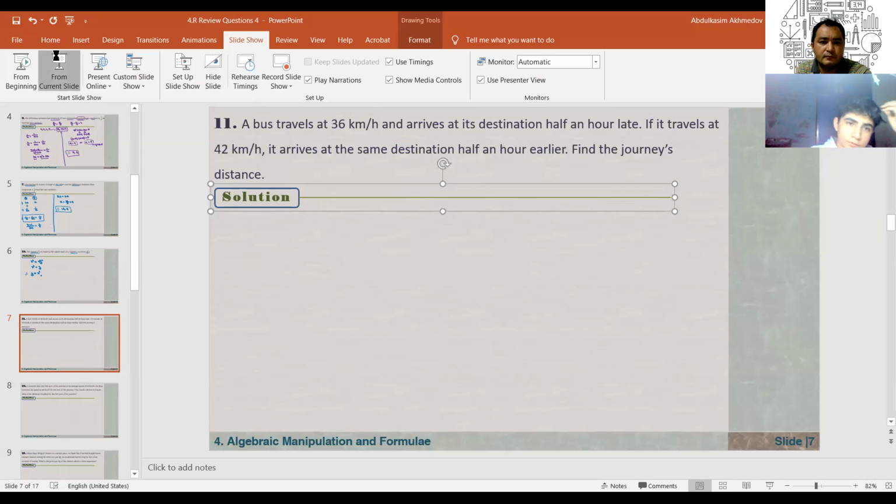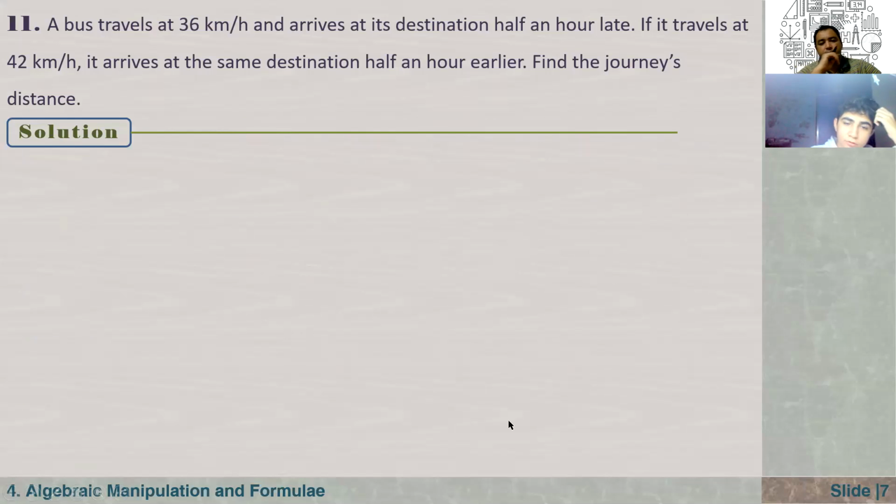A bus travels at 36 km per hour and arrives at its destination half an hour late. If it travels at 42 kilometers per hour, it arrives at the same destination half an hour earlier. Find the journey's distance. First speed 36, second speed 42.